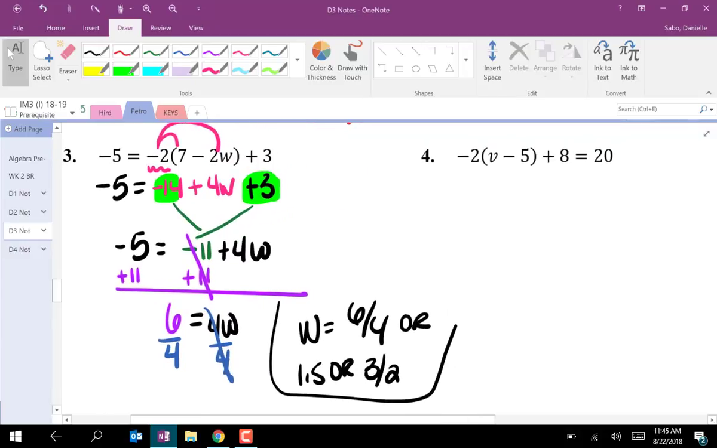Remember number 4, you just got to distribute that negative 2 before you do anything. Take this negative 2 and multiply it to both. Not the 8. Careful. Only what's in the parentheses. It's very common that people would distribute the negative 2 to both of those, or to all 3 of those. You just want to do it to those 2.